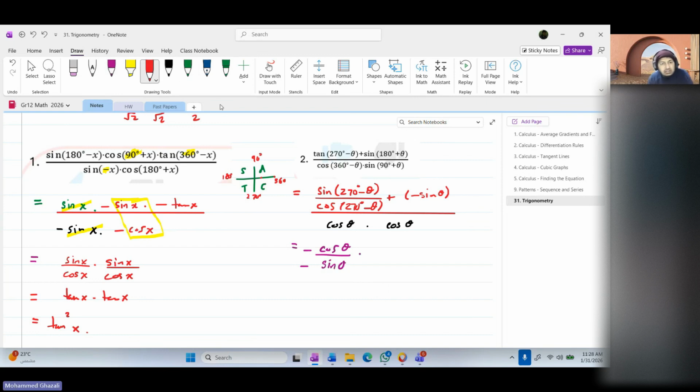Guys, I think there was no plus. There should have been multiplication. All right. Should have been a times. All right. So times negative sine theta, right? Over cos theta, cos theta.